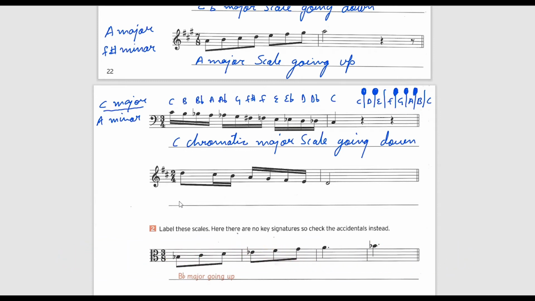Next, if you see these two sharps, so either it could be our D major or it could be our B minor. Okay, now if you see, let's check the first note. So this is our D, finishing on D, so most probably this is D major, and there are no accidentals in between, so this is easy. So this is our D major scale going down.